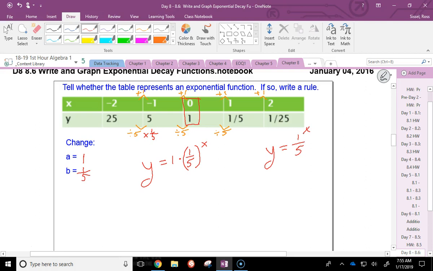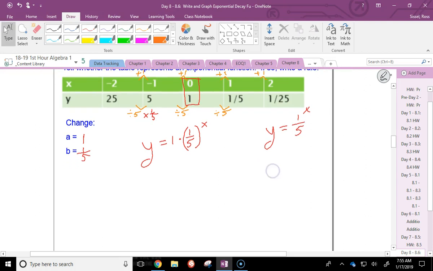Now, do I have to put the 1 in? No. So I would really write this answer as y equals 1/5 to the x exponent. Okay. And remember, our exponent can be any number we're putting up here for x. If I wanted to know in this table what the 13th term was, then I put 13 in for x, and I do 1/5 to the 13th power. That would be huge.